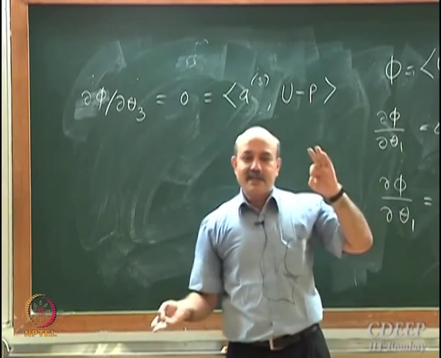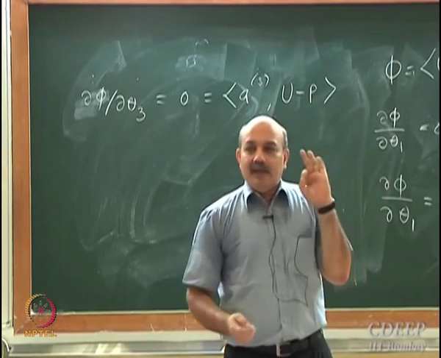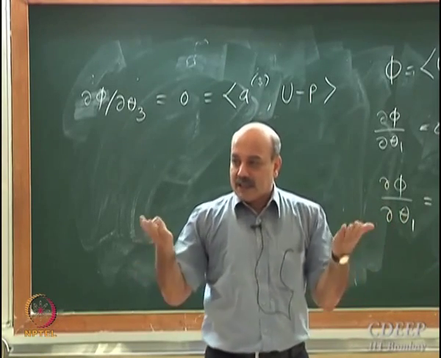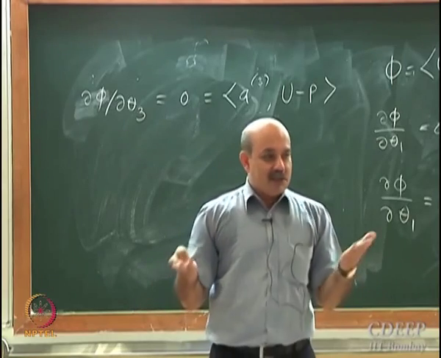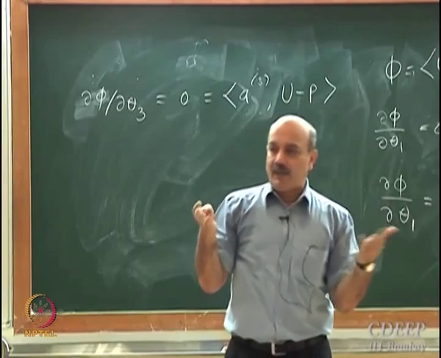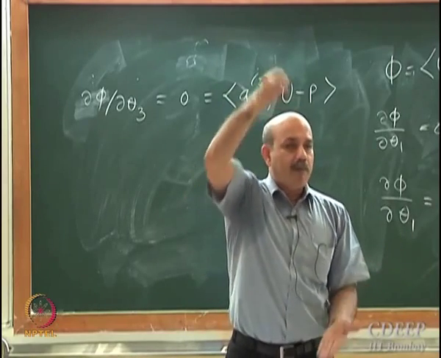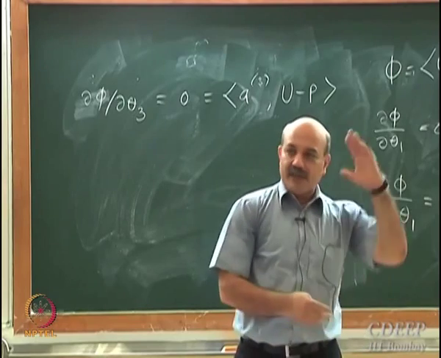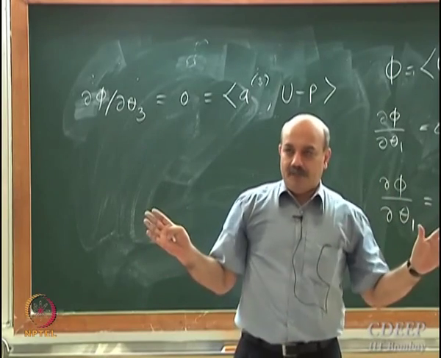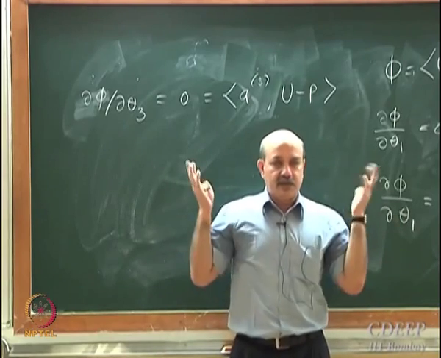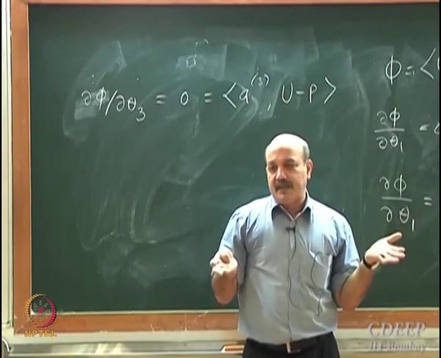Okay, which means the best approximation of u in the span of a1, a2, a3 is obtained just by dropping a perpendicular. This is just a generalization of the result from your school geometry: drop a perpendicular from a point to a plane. That is the best approximation of that vector in that plane. That's all we are generalizing into a general function space or a general inner product space.